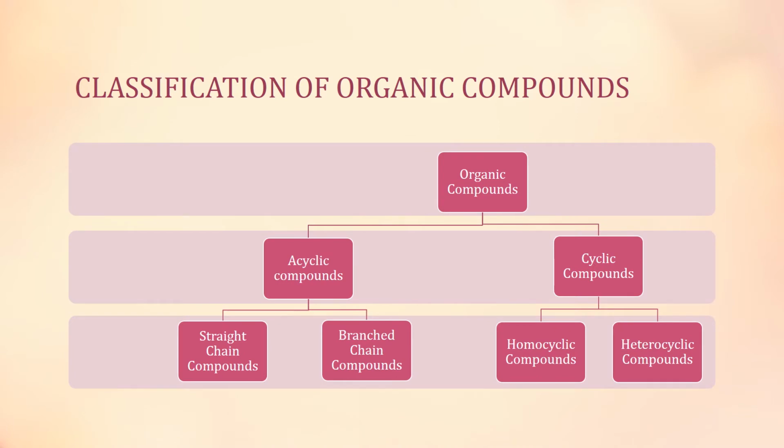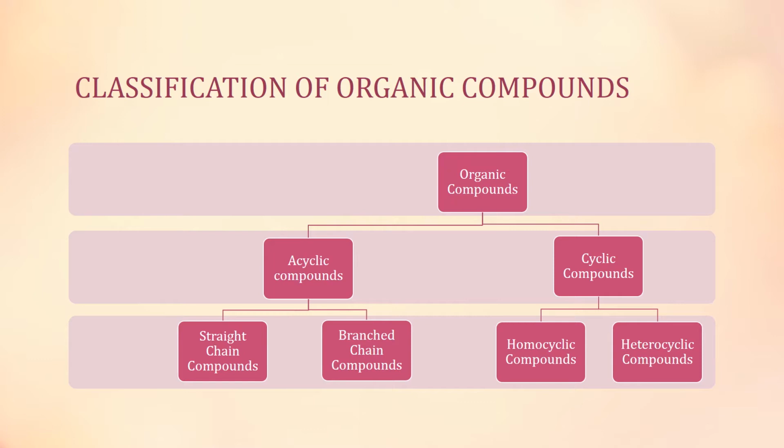In the previous lecture you have learned about the classification of the hydrocarbons. Now we have the general review for the classification of the organic compounds. Organic compounds contain two types of compounds. One are the cyclic compounds and other are acyclic compounds. Acyclic compounds are further divided into two classes. One is the straight chain compound and second is the branched chain compound.